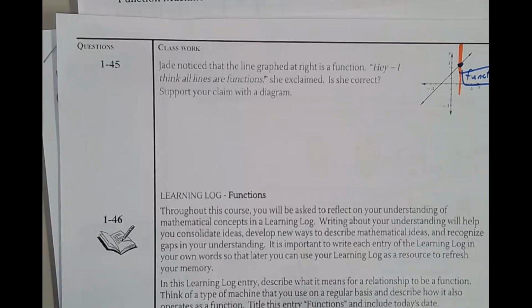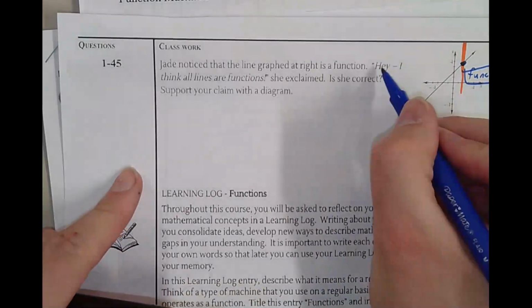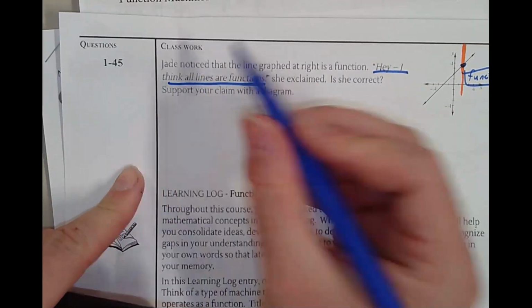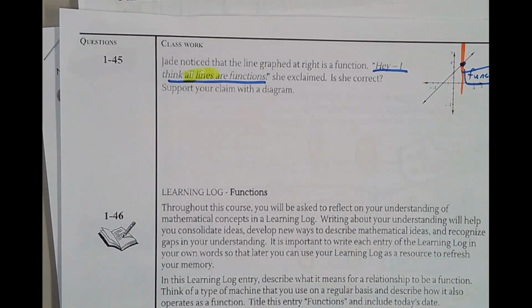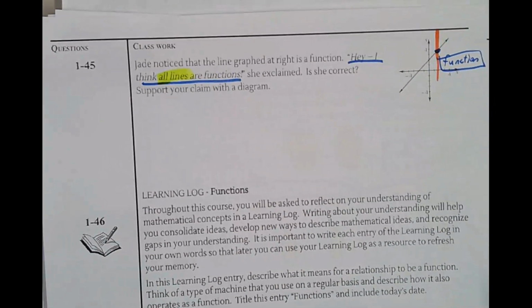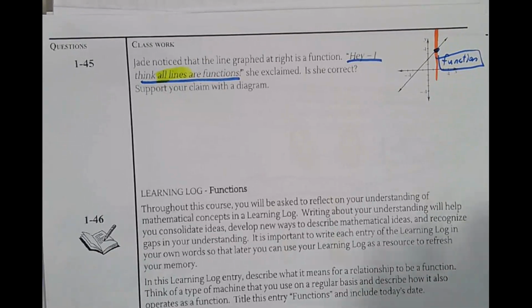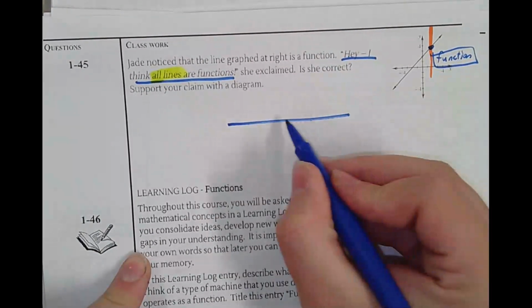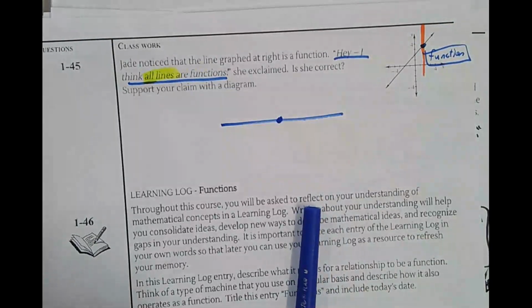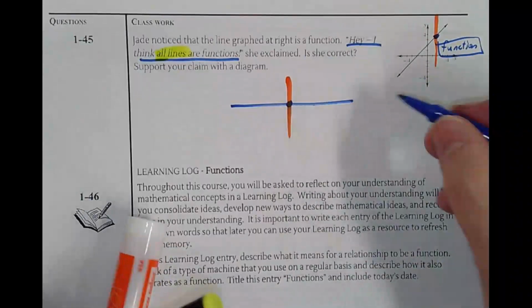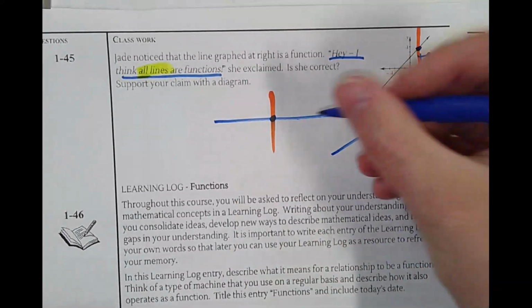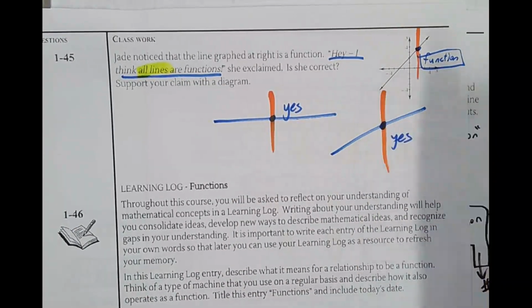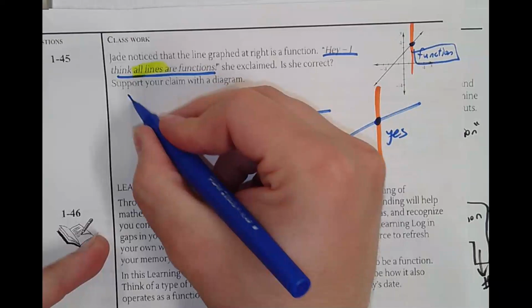But Jade is saying something extreme. Jade says, hey, I think all lines are functions. Is that true? So think about it. Are all lines functions? Let's see. Is this a function? Yep. The line goes through only one dot. Is this a function? Yes, because it goes through only one dot. So I'll say yes. What about if it's negative? Is that a function?